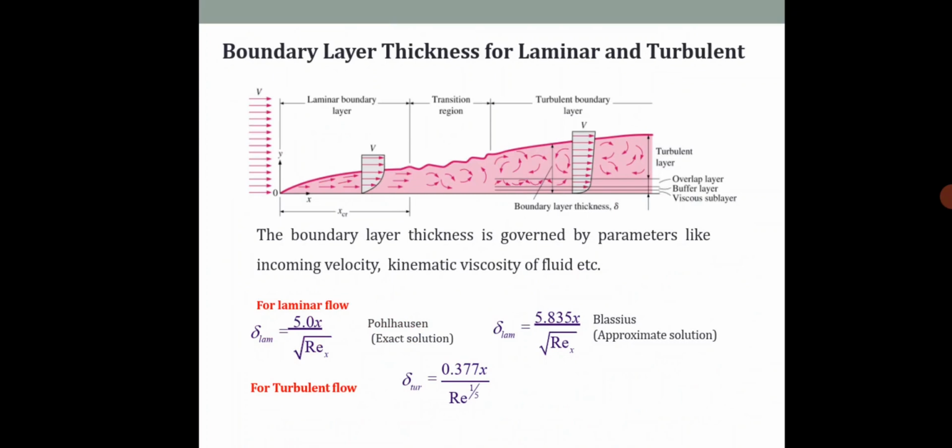And for the turbulent case, we have 0.37x divided by the Reynolds number to the power of 1/5. That is, it will be the Reynolds number raised to the power 1/5.